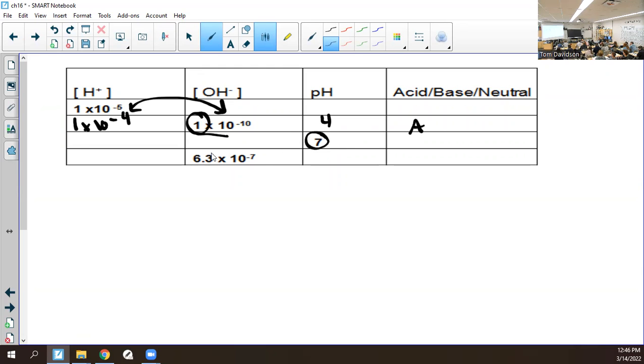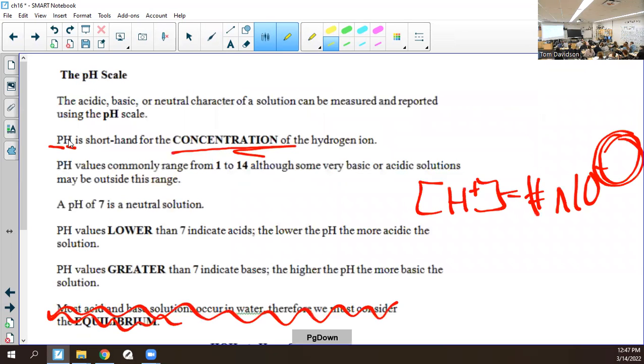If this is a 7, what do I know about this exponent over here? Negative 7. Look, if it's a whole number, meaning it's not a decimal, then this is just 1 times 10 to whatever that negative value is. If this is a negative 7, what's this? Negative 7, and this would be neutral. Now here I would have to use a calculator. But if it's just ones, life's really simple.